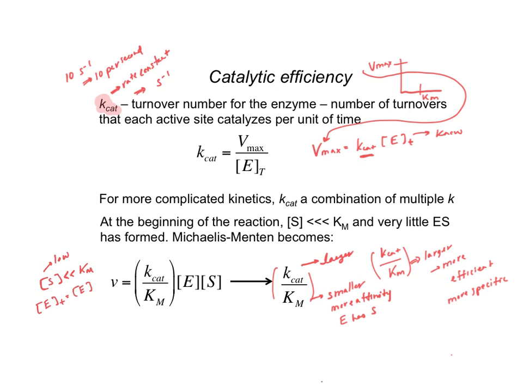So in this limit of very low substrate concentration, the Michaelis-Menten equation essentially reduces down to this, right? So velocity is equal to this ratio of Kcat to Km times enzyme times substrate, right? And so what we can look at this as is this second order reaction between enzyme and substrate, and in that case, this becomes this second order rate constant.